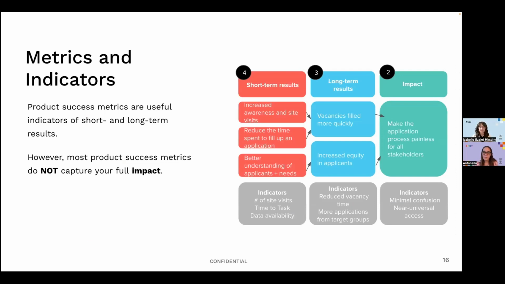Metrics and indicators are also really important. As a product person, I care a lot about metrics, and I'm sure that you do too. So we found that product success metrics that are fairly typical for a product like ours really were only showing us maybe the short or the long-term results, and we're falling short of capturing our full impact. So when we think about things like site traffic or time to task, that's really showing a short-term result. A true impact would be looking at something like the true level of access in the affordable housing ecosystem to easily put in an application.